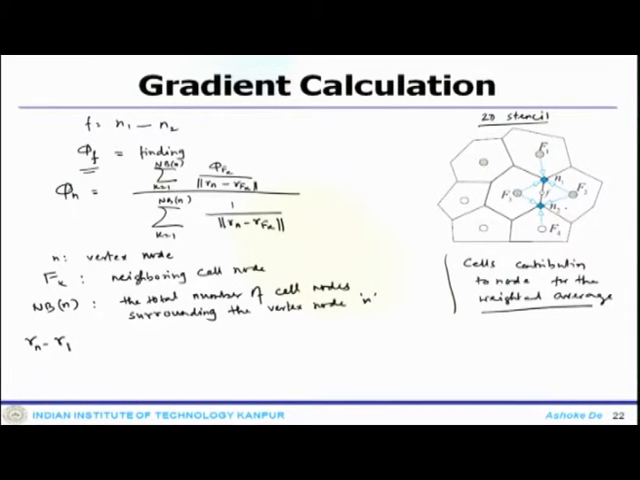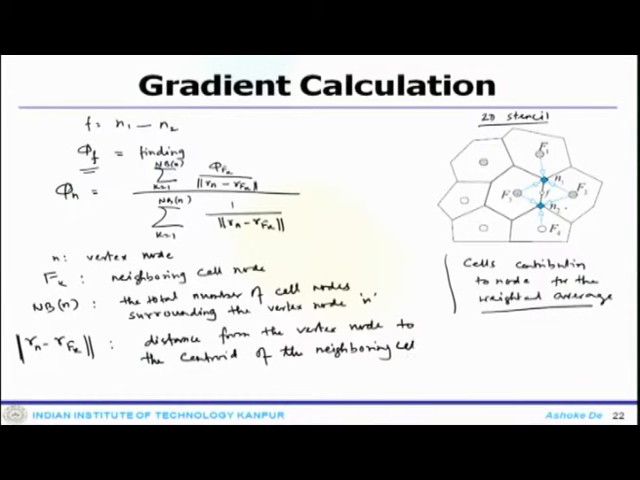And then we have a distance function, Rn minus Rfk, which stands for the distance from the vertex node to the centroid of the neighboring cells.